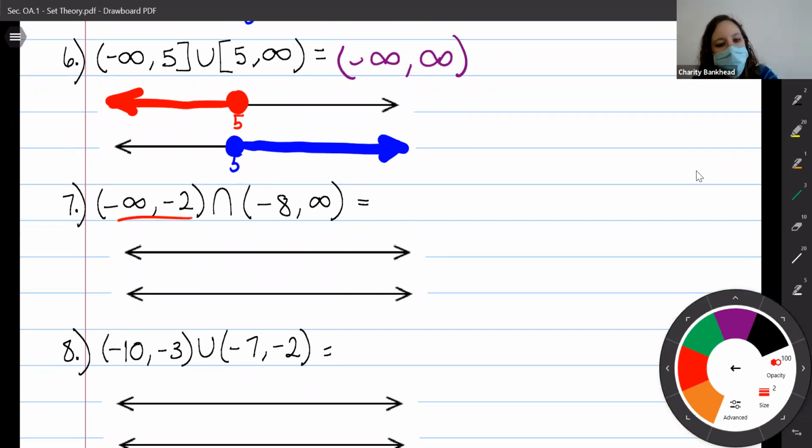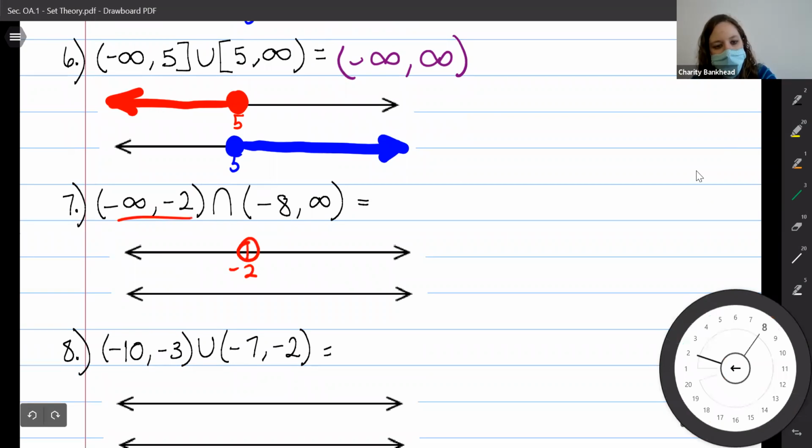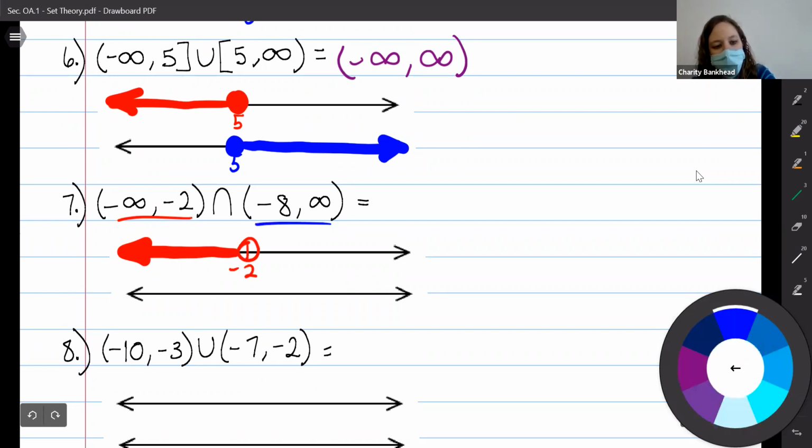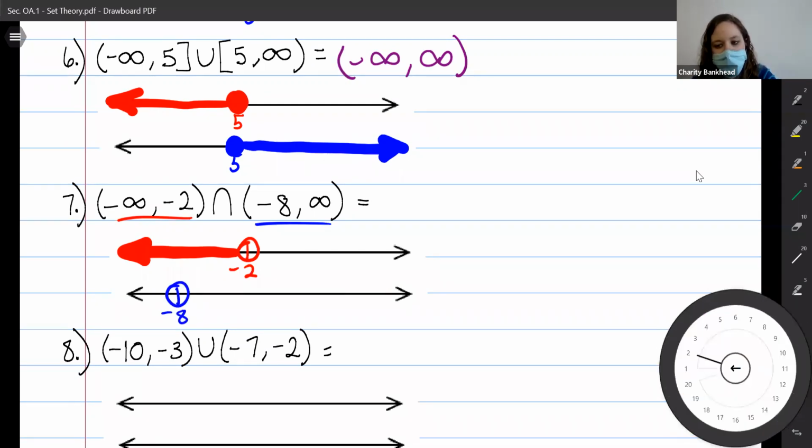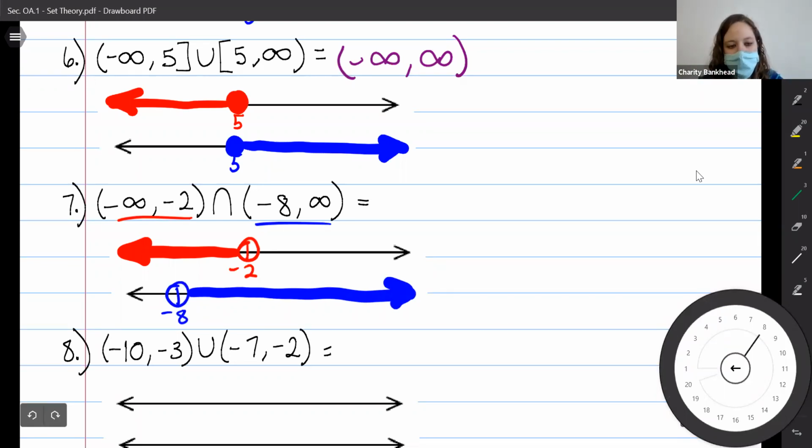All right. So negative infinity to negative 2 with parentheses is like that. And then negative 8 is smaller than negative 2, so it would be over here somewhere, also with the open circle, but we would shade everything to the right for that one. So they're looking for the intersection, so where they overlap. The part where they overlap is here, from negative 8 to negative 2.